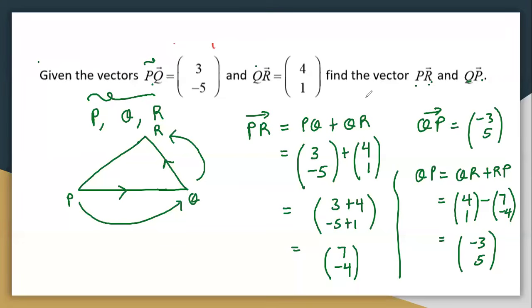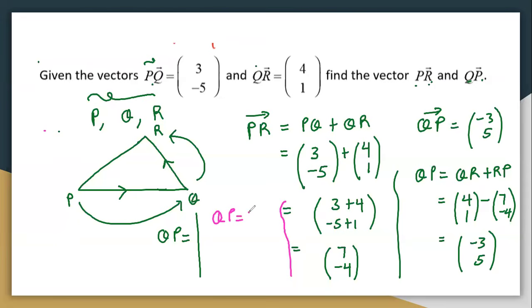Excuse me, teacher. I think when we are asked for QP, we just interchange the signs after finding PQ, just change the signs of PQ. So what is QP? It is the same as PQ, but interchanging the signs because we are changing the direction.